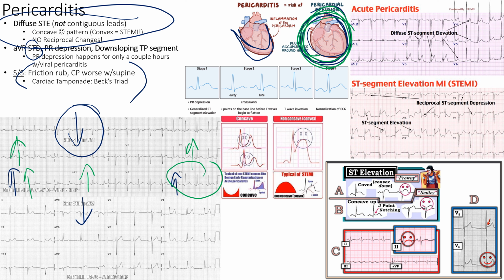So if it gets better with moving, that's not an MI, right? That is something else, and it could be pericarditis, right? And the 12 lead can help us out. Obviously, we're going to get an echo to see if there's effusions, and you can see pericarditis on the echo as well.